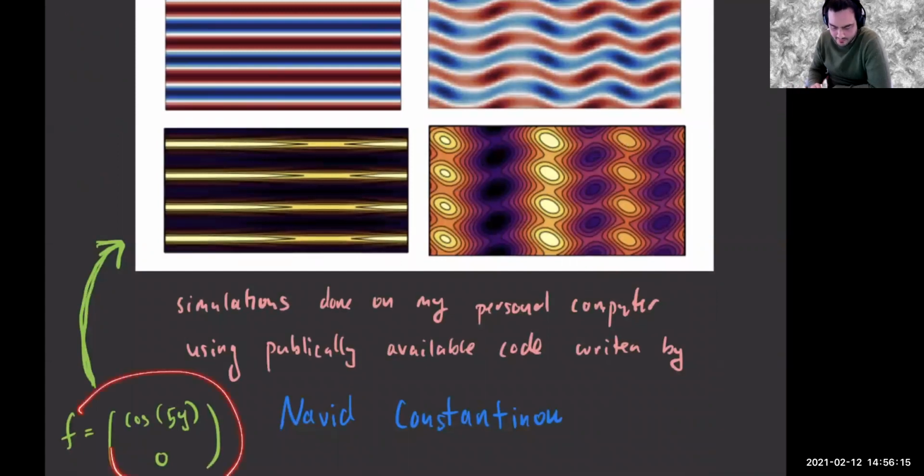This has forcing cosine 5y, and I did this very easily because Navid Constantinou put his very nice code online, so it's very easy for anybody to actually run these two-dimensional turbulence simulations.